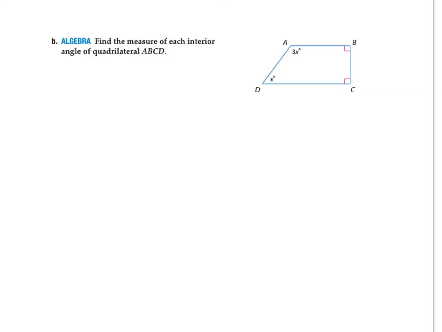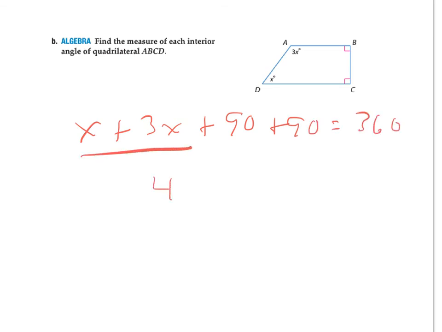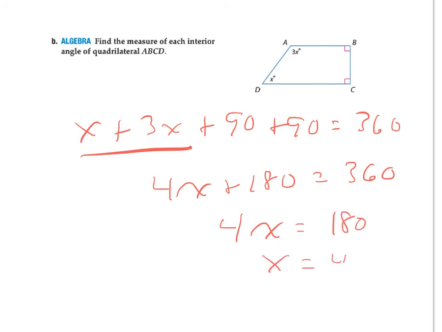Find the measures of each interior angle of the quadrilateral. Well, I know that the sum of the measures of all those angles is equal to 360. So I know that x plus 3x plus 90, because I have a right angle, plus 90 is equal to 360. I'm going to add up my x's. 4x plus 180 is equal to 360. Subtract 180 from both sides. 4x is equal to 180. Divide by 4, x is equal to 45. So this angle would be 45, and this one up here is 3 times 45, which is 135.